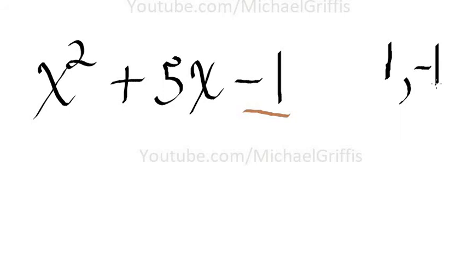1 times negative 1. But when we add these two numbers together, we get 0. So guess what? We're not going to be able to factor this nicely, working with integers. So we're going to just say we can't factor it into integer terms in the expression. All right, that's not going to work.